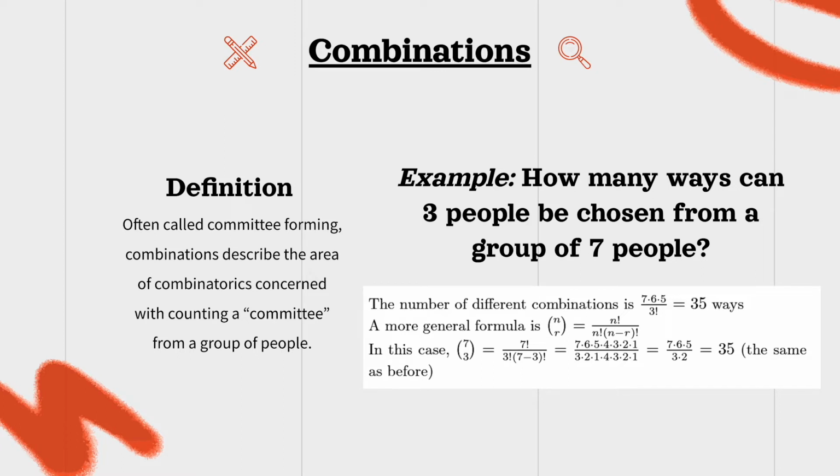However, we must be careful because we do not care in the order that these people are chosen. All we care about is the 3 people in the end. Therefore, we must divide by the number of permutations of these 3 people. This gives us 35 ways.